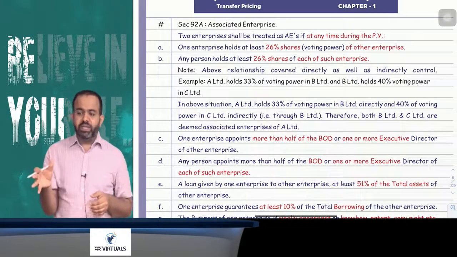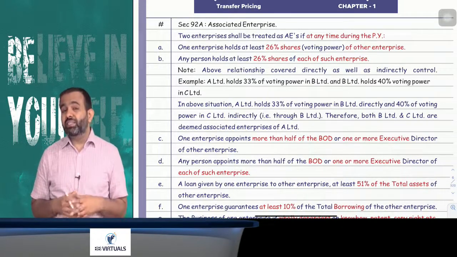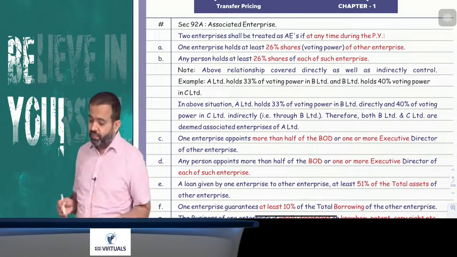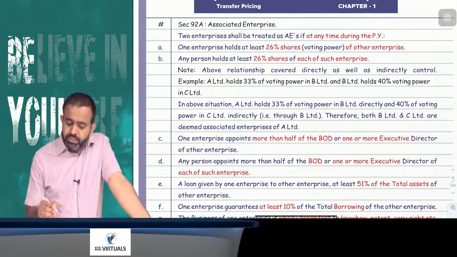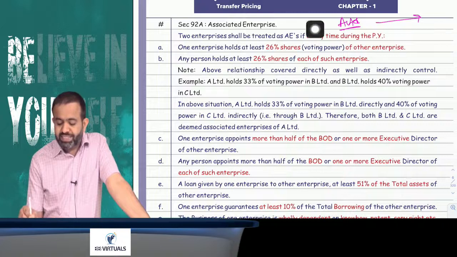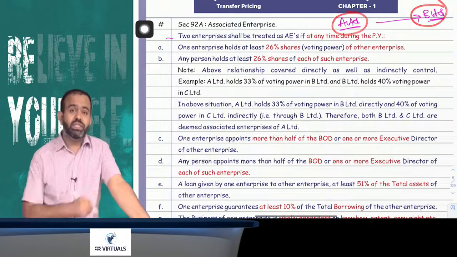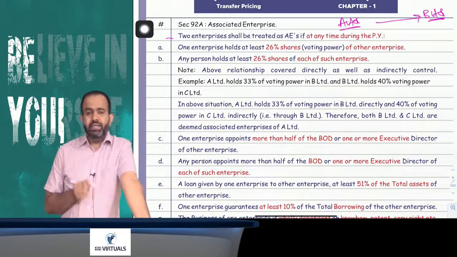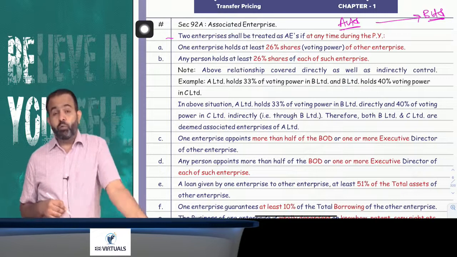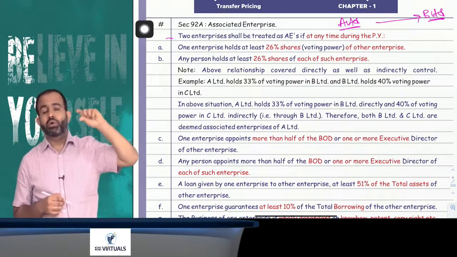Means one enterprise holds 26% or more equity shareholding of another enterprise, then both enterprises are treated as associate enterprises. I can take one example. Suppose there is a company named A Limited, and A Limited holds 26% or more equity shareholding of B Limited. In that case, A Limited and B Limited both are associate enterprises.